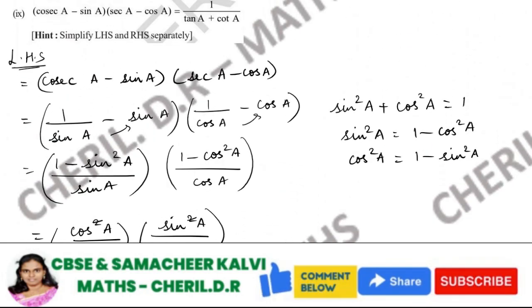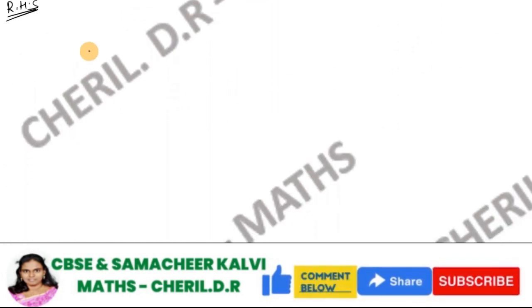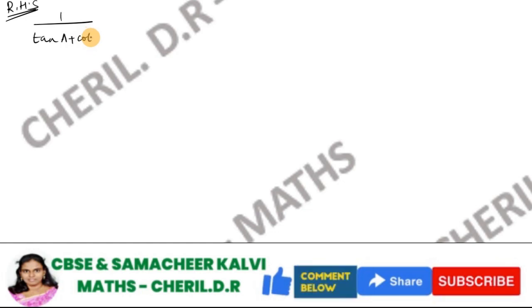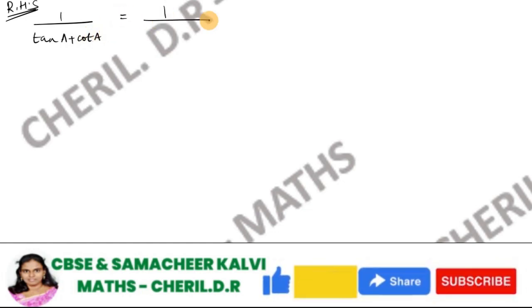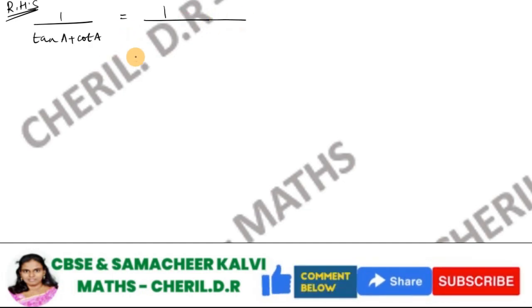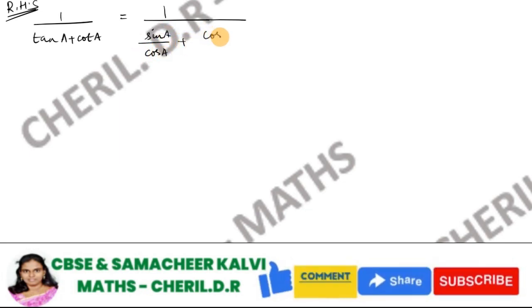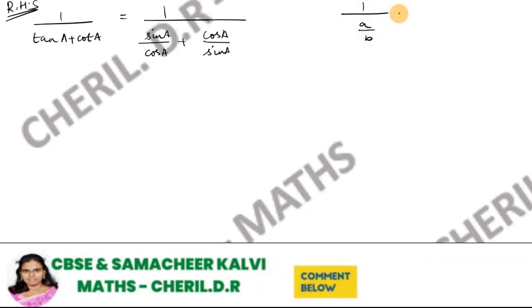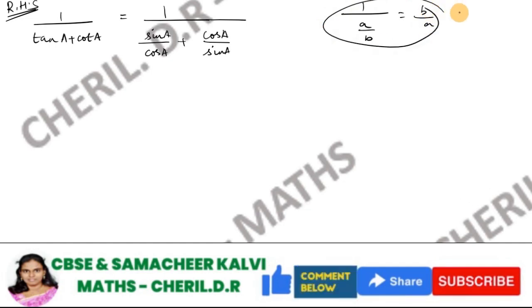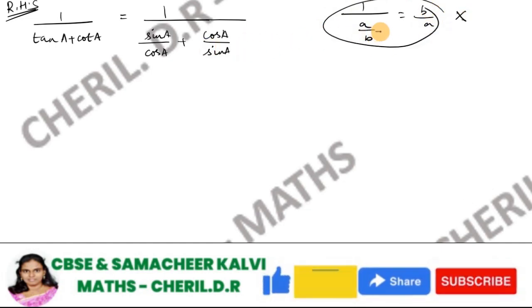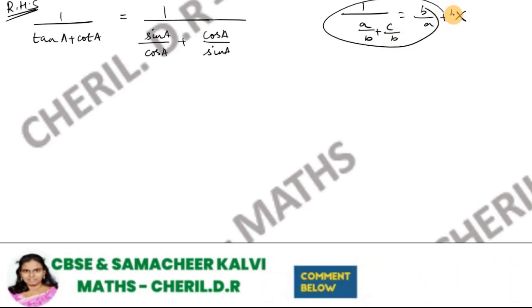What is my right hand side? 1 by tan A plus cot A. So you can write it in terms of 1 by sin A by cos A plus cos A by sin A. Remember, usually when you have 1 by A by B, you can immediately write it as B by A. But you cannot apply this here, because you have something added together, C by B. So you can't write it as B by C like that.